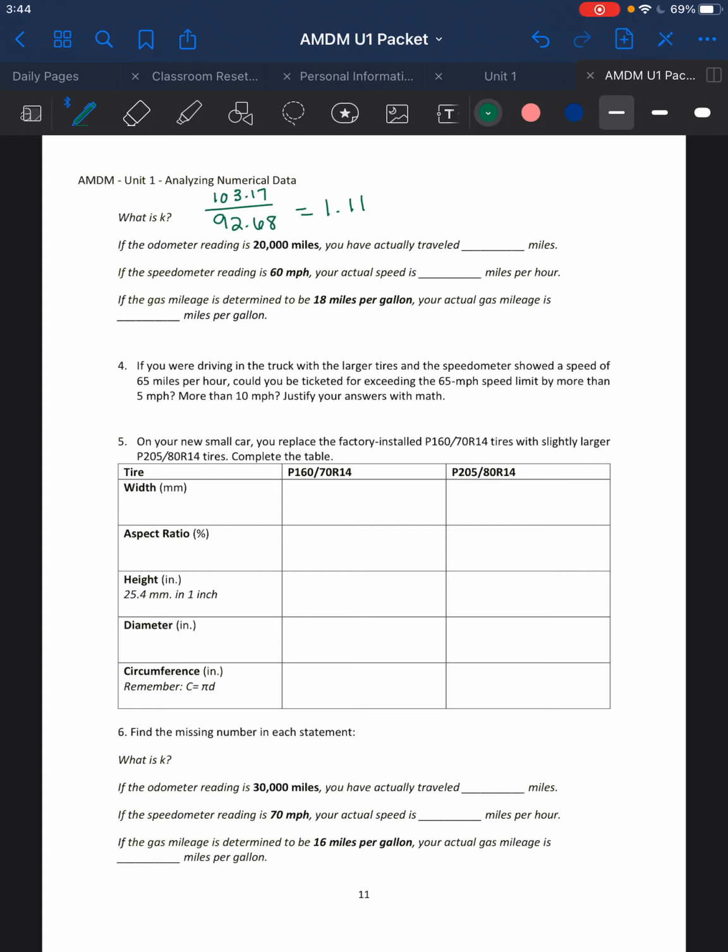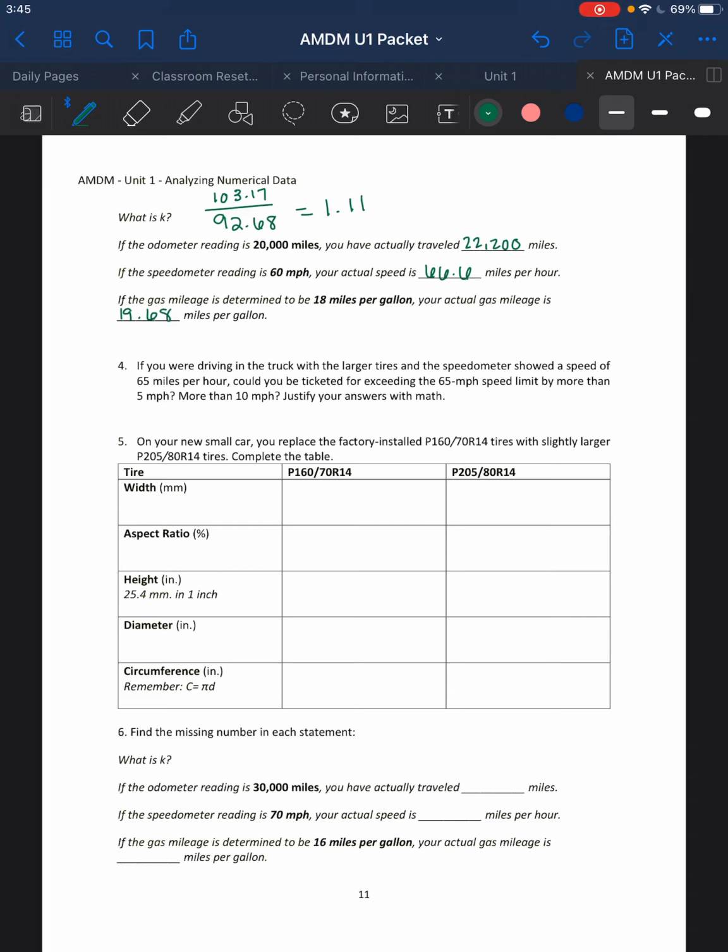For the mileage, what you've actually traveled, you're going to do 20,000 times 1.11, and you get 22,200 miles. For your speedometer, if I'm going 60 miles an hour and I multiply it by 1.11, I get 66.6 miles per hour. But remember, if you get a ticket, do they ever put the decimal? No. So you are either going 66 or 67. Just keep that in mind. And then gas mileage, I have 18 times 1.11, and that gives me 19.68.